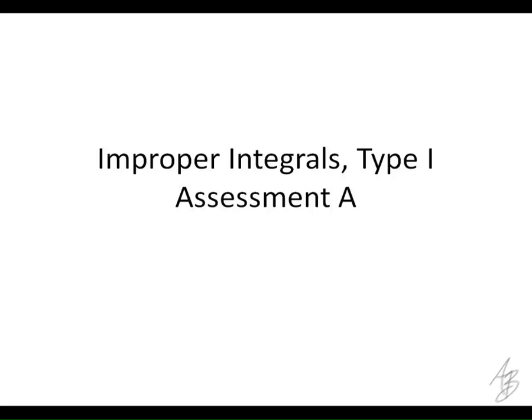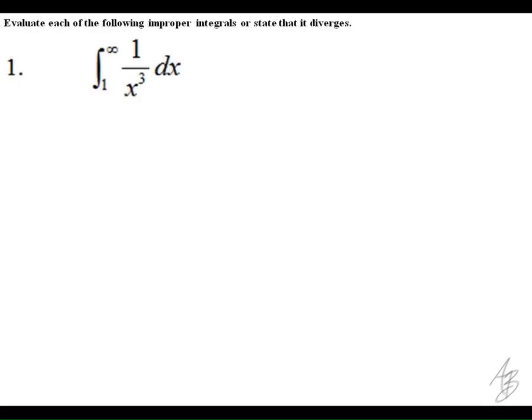Here are the solutions to the assessment on improper integrals of the first type. The first type of improper integrals are integrals that have one of the limits equaling infinity or negative infinity on the lower limit at times. In the first problem here, the first thing we need to do is rewrite it so we don't have infinity as one of the limits.